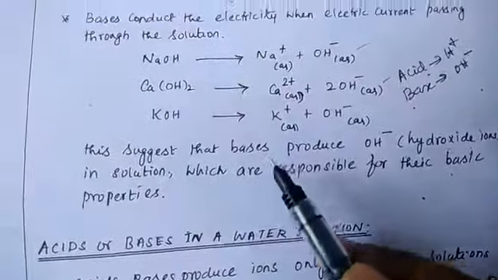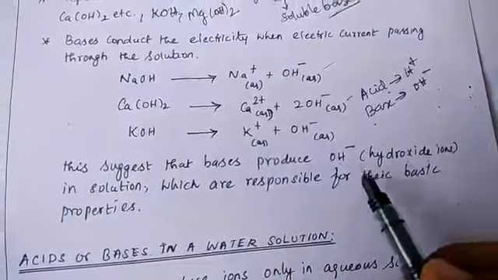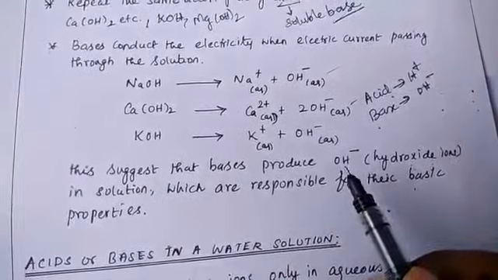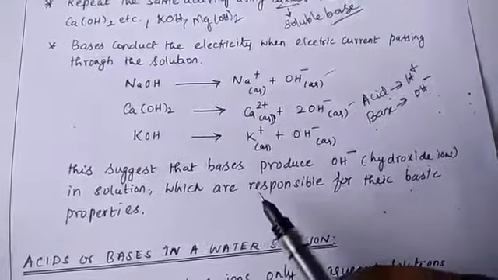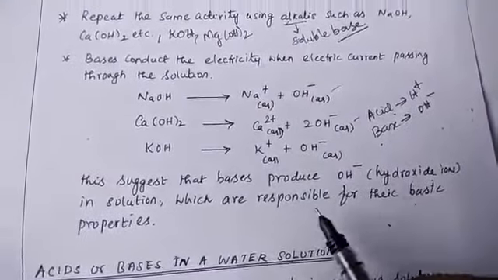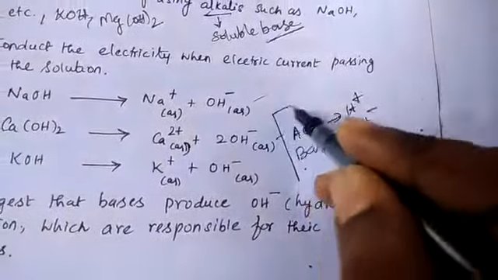This suggests that bases produce OH minus ion, hydroxide ion in solution, which is responsible for basic property. So this point is very important.